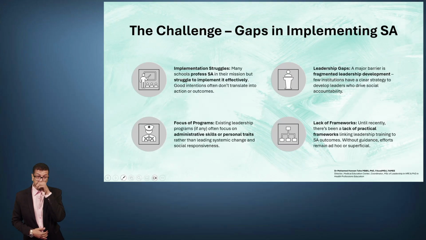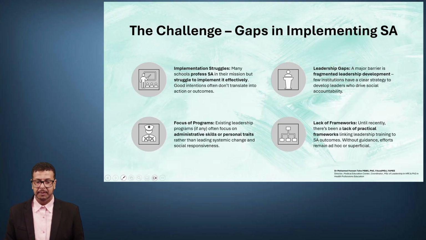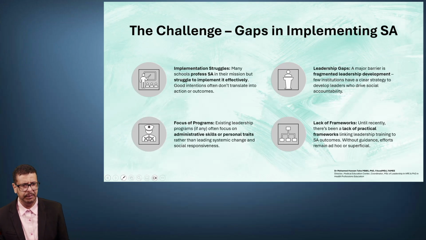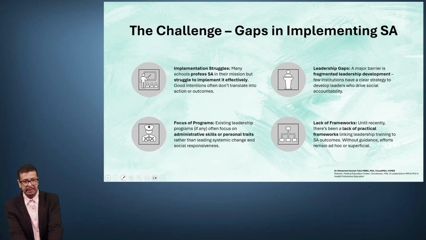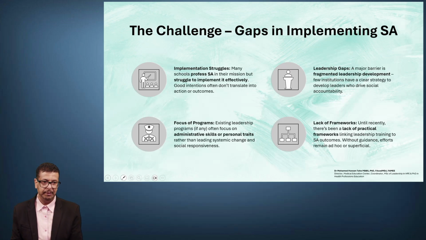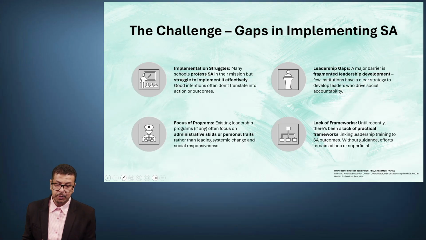So, recurring gaps in the implementation of social accountability. It's very important to stop here and to see this gap. Many medical schools actually have social accountability in their mission, but they're struggling to implement it effectively because good intentions often don't translate into action and outcome. And this may be because of leadership gap.